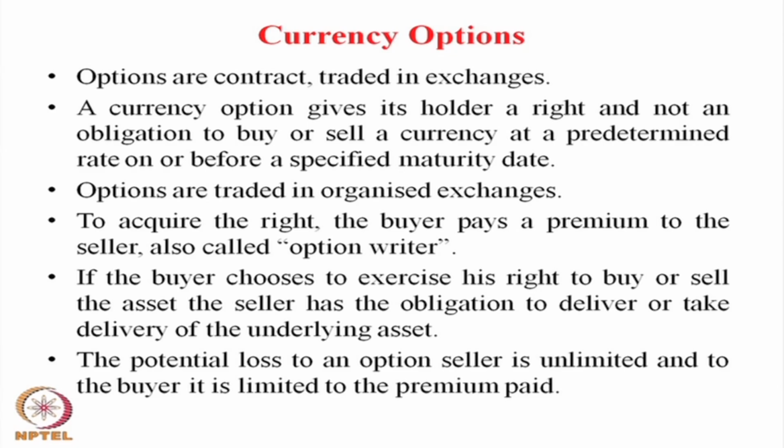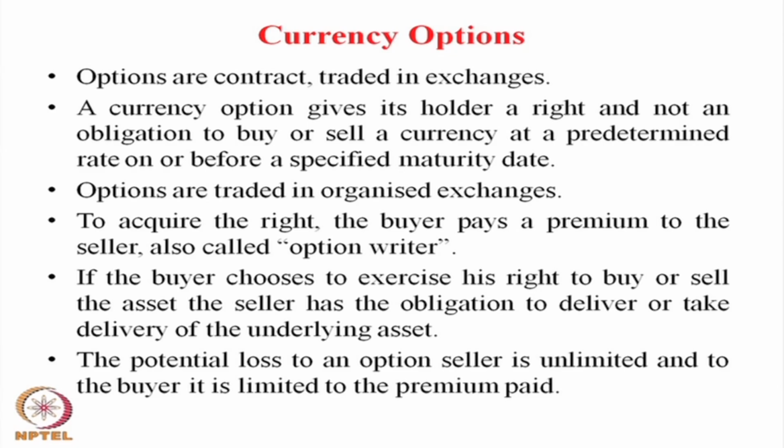So, there is an options writer and there is an options buyer. The options buyer, to get the right, pays a premium to the options writer. Once the options writer gets the premium, he has to abide by the options buyer's right. The potential loss is unlimited in the case of the options writer, but in the case of the options buyer, the potential loss is only the premium. When he exercises the option, he gets the profit.